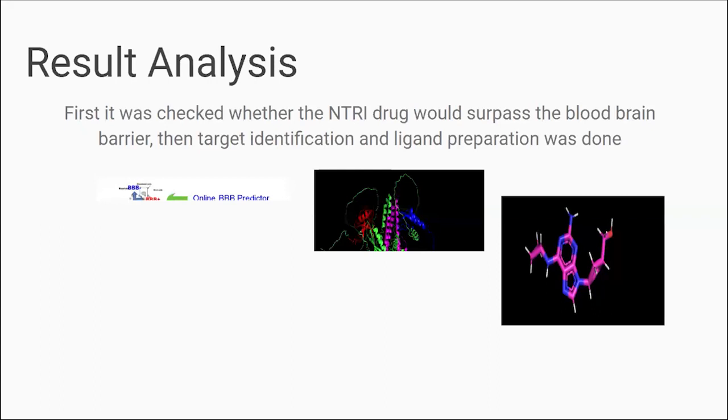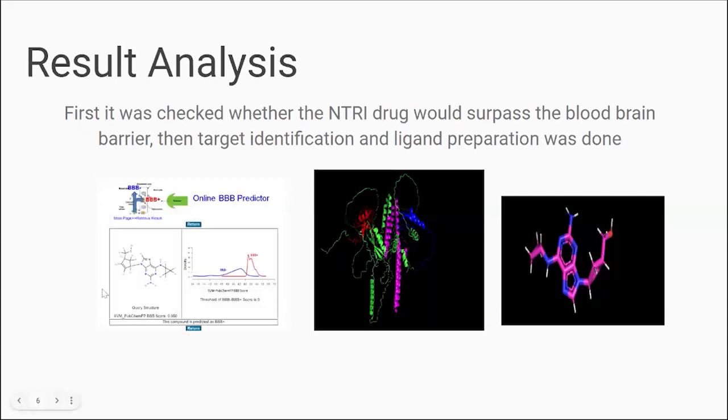Our result analysis was this. First, it was checked whether the NRTI drugs would surpass the blood-brain barrier, where among six, three did surpass the barrier, and our drug of choice was abacavir as a potential drug, as it had an average score among the three, and also is the first choice medication in case of HIV infection. So it would be more effective and would have better sustenance and outcomes.